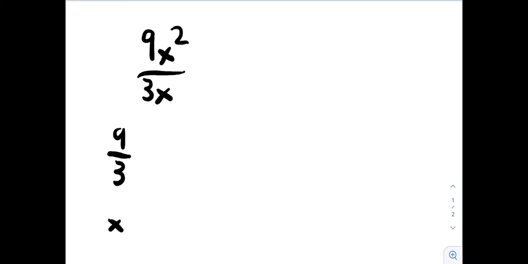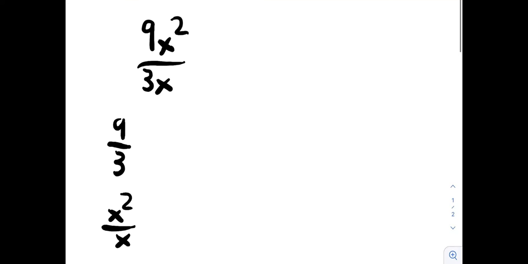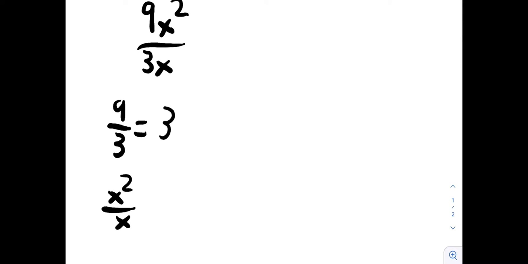Now we'll talk about dividing polynomials. So let's say we have 9x squared divided by 3x. First we're going to divide the coefficients, so 9 divided by 3, and then we're going to divide the variables, so x squared divided by x. Nine divided by 3 is 3, and x squared divided by x is going to be x.